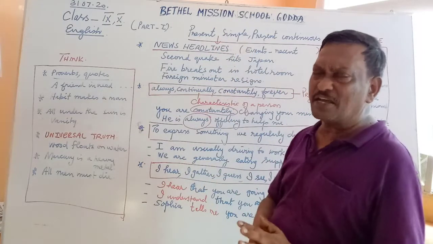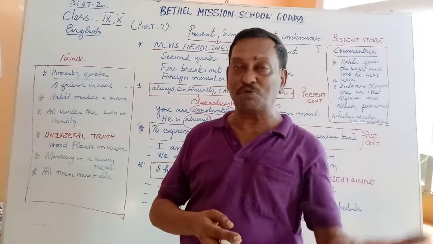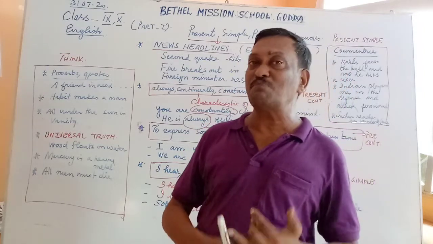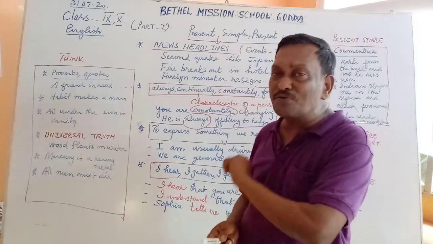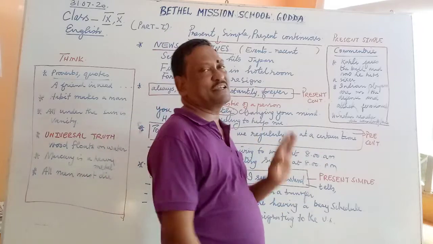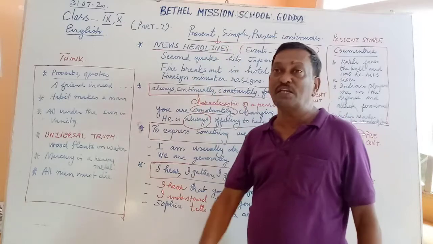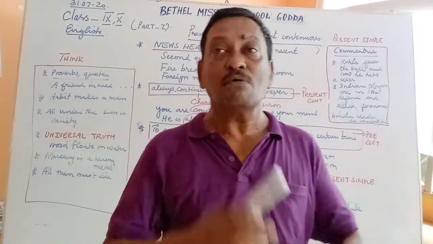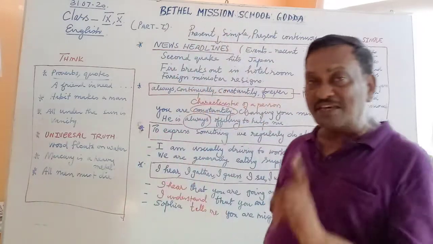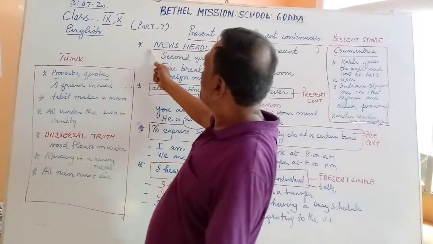A clear understanding of the usage, the context, the words which we use for present simple and for present continuous will have to be acquired by you, so that when you write, you will be able to write correct sentences. What is the purpose of learning tenses? We need to understand that. The purpose is that we need to write correct sentences without any grammatical mistakes, with correct words.